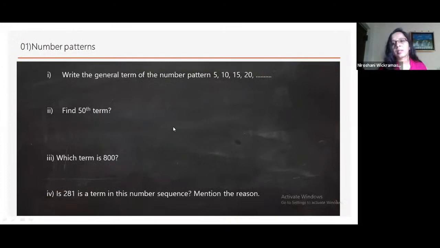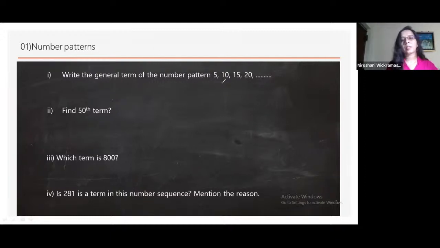Number patterns. This question is from the number pattern lesson. Write the general term of the number pattern. This is the first lesson in your textbook. Write the general term of the number pattern 5, 10, 15, 20.